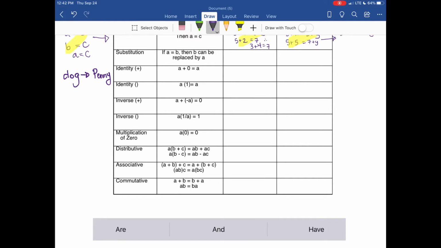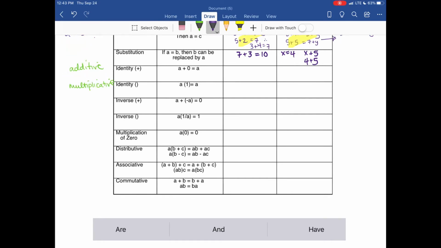So for our purposes, what does that look like? If I have 7 plus 3, anywhere I have that expression, 7 plus 3, I can replace it with 10. And if I have x equals 4, and I have this expression, x plus 5, I can replace that with 4 plus 5 and still have a true statement.